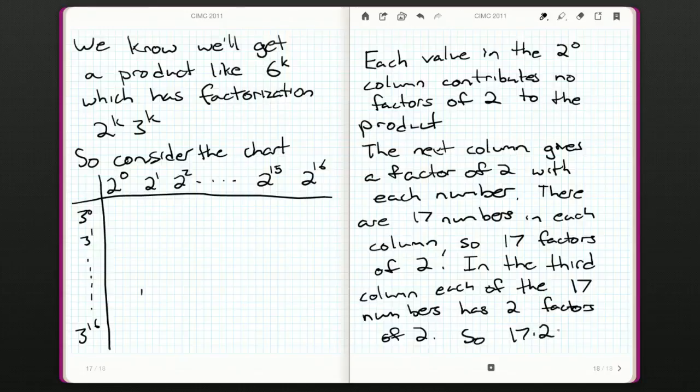So what is the third column, the 2 to the 2 column? What does that give us? Each of those numbers will have 2 to the 2 in its prime factorization. So each number, and there are 17 of them, will each contribute 2 extra factors of 2 to the overall final product.